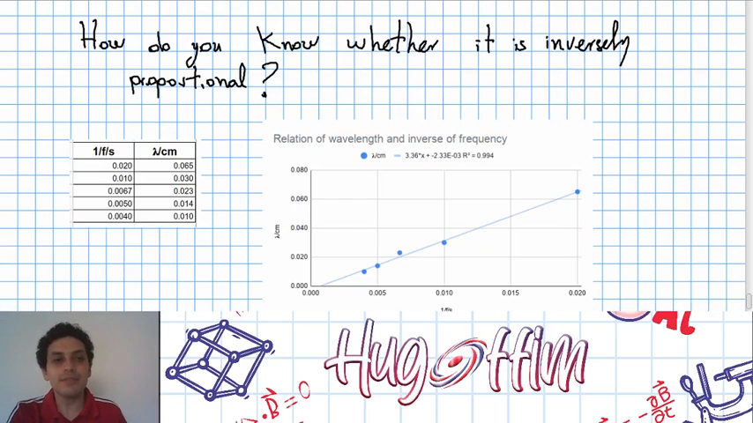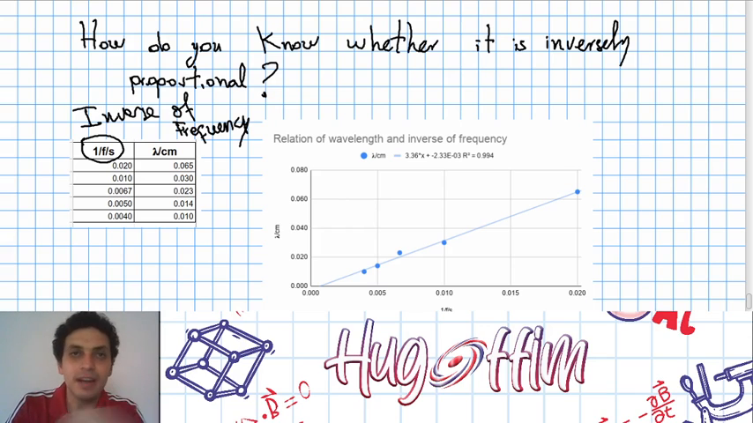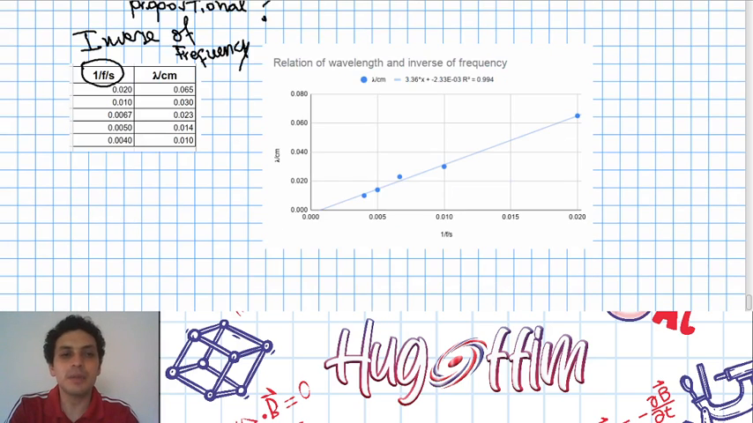So how do you know whether it is inversely proportional? You need to graph the inverse of frequency, or the inverse of our independent variable. And maybe you don't have an idea of what the inverse of our independent variable is. The inverse is just taking 1 over the variable. This is the way we can calculate the inverse of a variable.